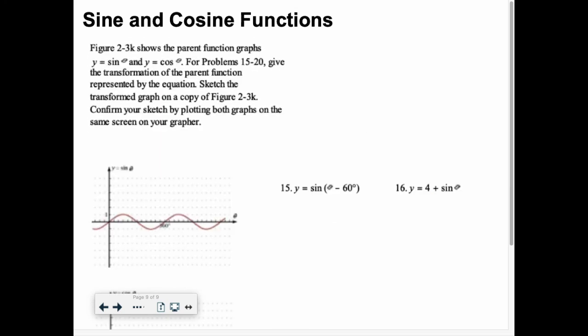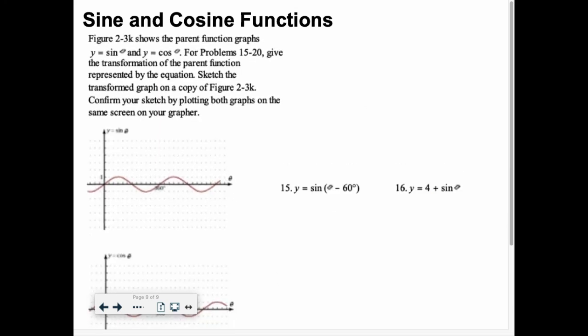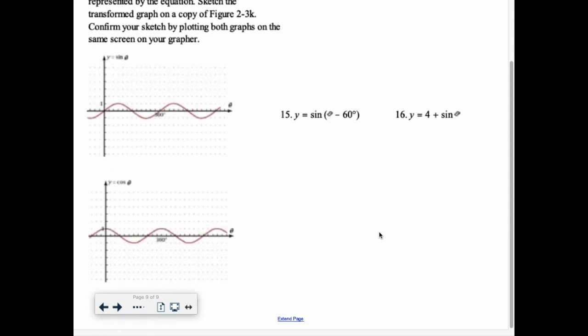So, last but not least, here, we're given the parent functions sine and cosine, and we're going to give the transformation of the parent function represented by the equation. So we're going to explain what happens, and then sketch a graph, a copy of the graph onto the figure. Clearly, you can't sketch onto your notebook, so you're just going to do what you can here. So, let's take a look at the first one. Well, I covered right exactly where I needed to.